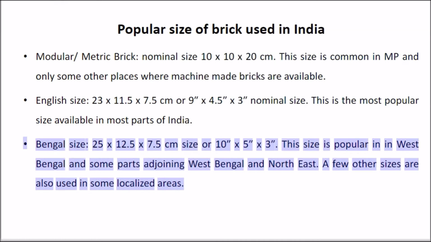Bengal size 25 x 12.5 x 7.5 cm or 10 x 5 x 3 inch. This size is popular in West Bengal and some parts adjoining West Bengal and Northeast. A few other sizes are also used in some localized areas.